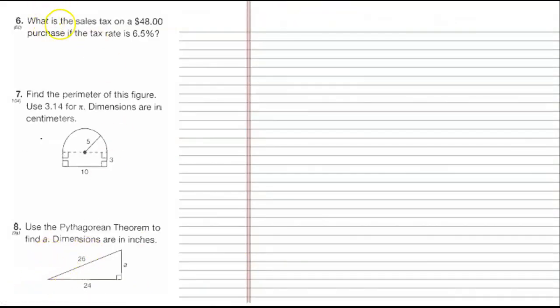Let's see. What is the sales tax on $48 with a tax rate of 6.5%? Okay. And you're going to want to write all this down. You think you're going to remember it, but you're not, unfortunately. I'm so sorry. So we're converting our percent to decimal. Okay. And then to find the tax, we're going to take our $48. We're going to multiply by our decimal. Right?